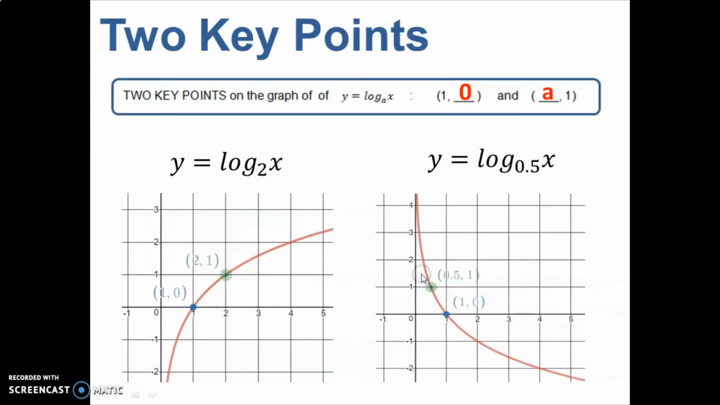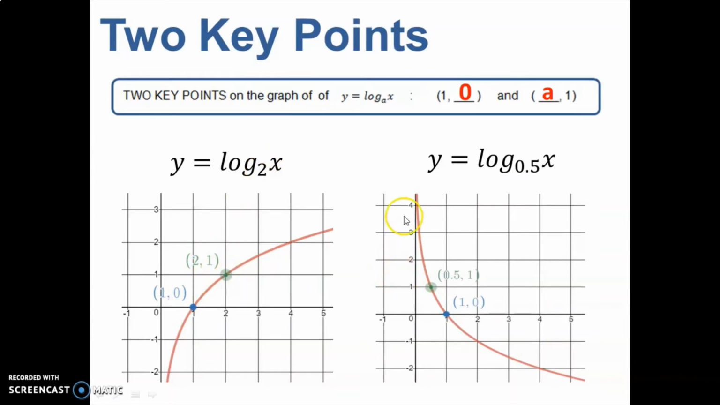Okay, let's keep going from there. We're going to apply this idea. So here are the two key points on a log graph, (1, 0) and (a, 1), a being the base, right? Look at these two graphs here. Again, we have log base 2 of x. So we can see (1, 0) is on that graph, but also (2, 1) is on that graph.